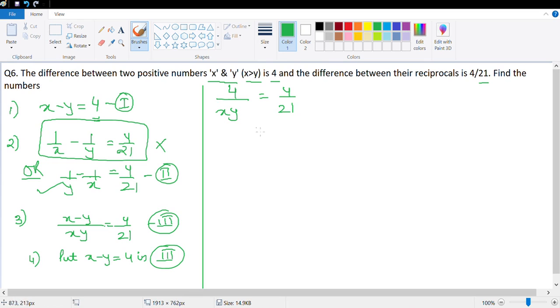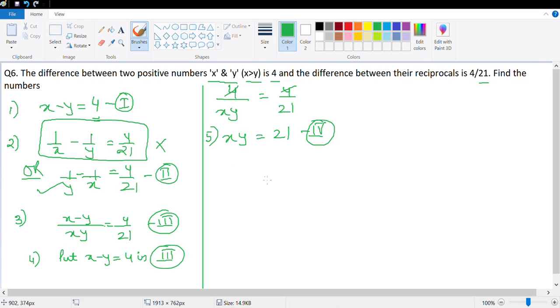Yes, so we get xy is equal to 21. Yeah, that's correct. xy is equal to 21, and this 4 and 4 gets cancelled, so xy is equal to 21. That's our fourth equation.